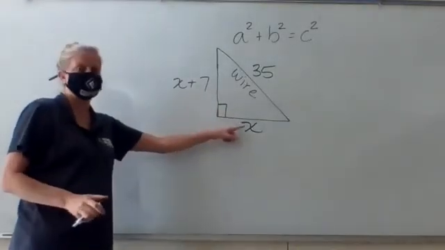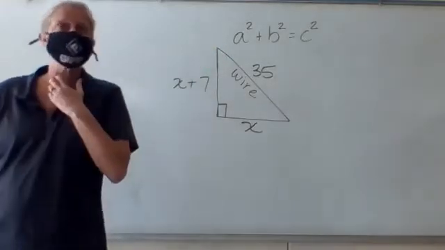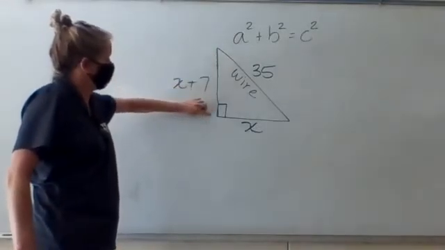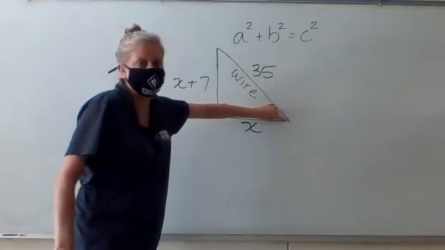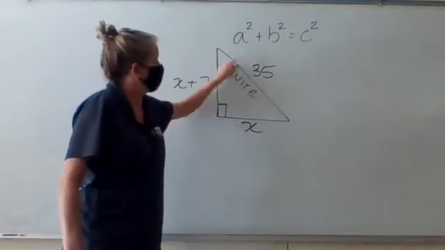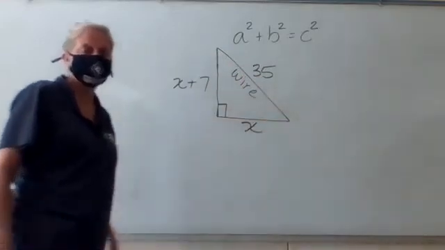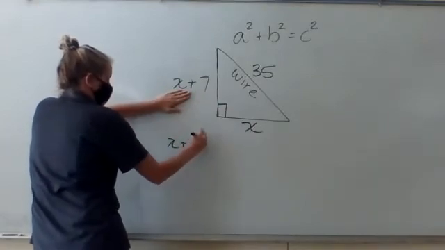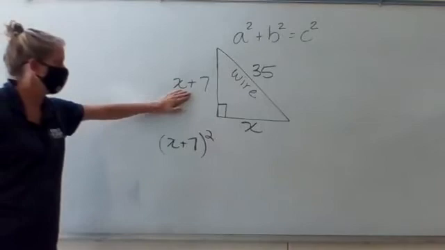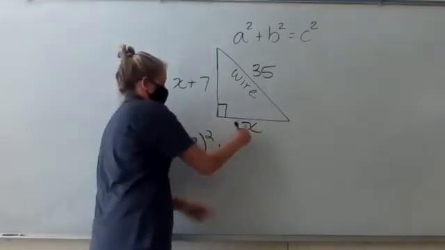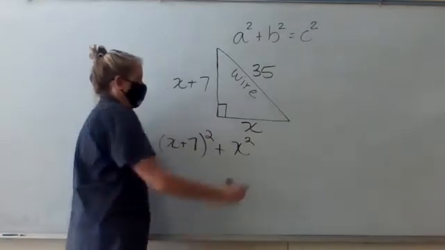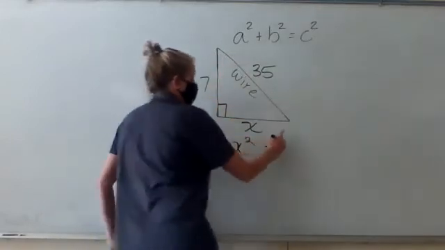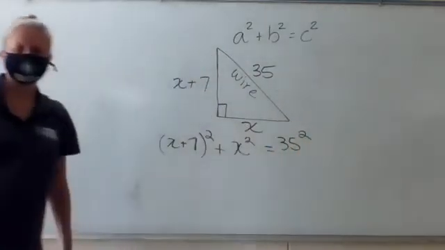And then it wants to know what those two distances are. So now we're going to use the Pythagorean theorem to solve this. So let's see, I need to know this side squared plus this side squared is going to be equal to 35 squared. So let's write out what that would look like. This side squared, so X plus 7 squared, plus this side squared, so it'll just be the X squared, equals the long side, or the hypotenuse is what it's called, this side, which is 35 squared.